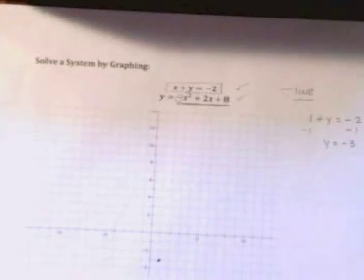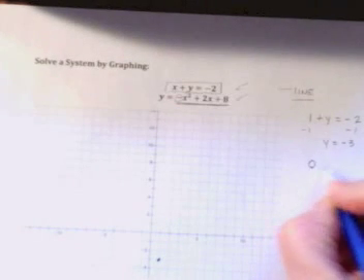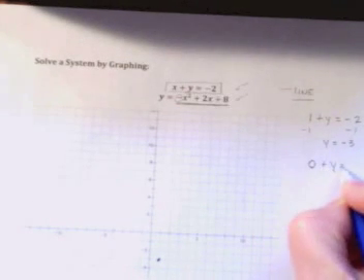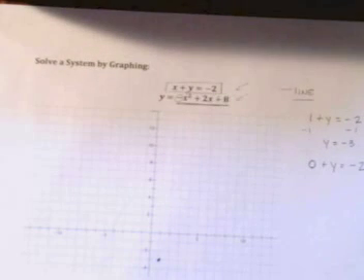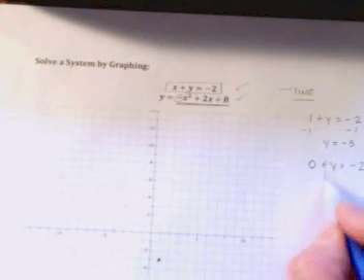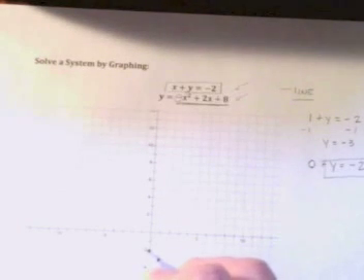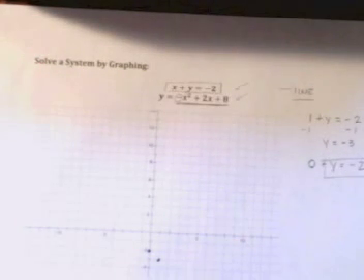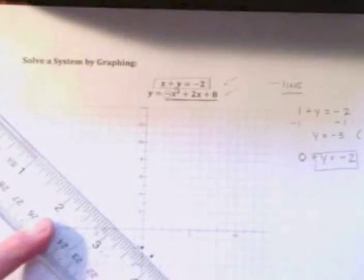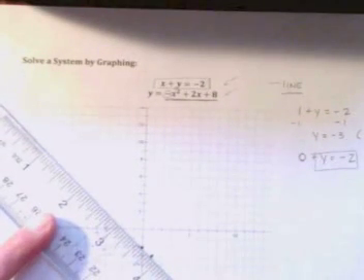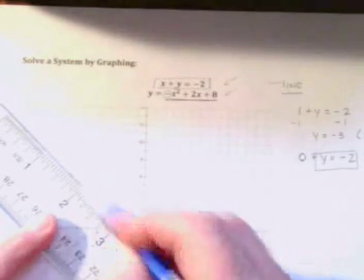And then I'm going to go ahead and say, well, what about when x is 0? What would y be when x is 0? And it looks like y is equal to -2 when x is 0. So there's the equation of my line. And what I want to do when I graph a system is I want to be as picky about my graphing as I can be. And so I'm going to use a ruler to sketch in my line.